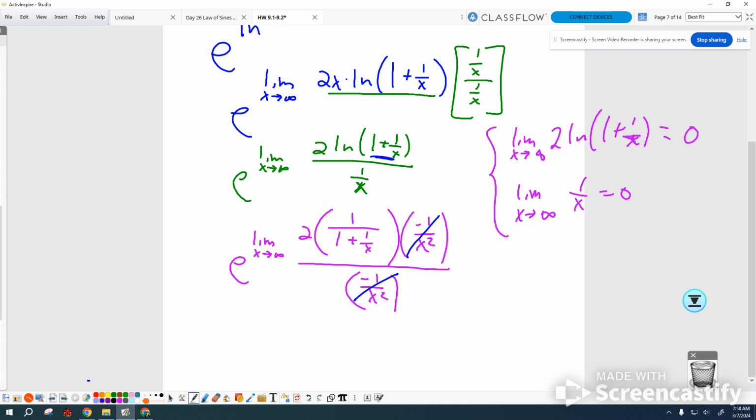But now, plugging in infinity, 1 over infinity is 0, 1 over 1 is 1. Then that times 2, so it's e to the 2.